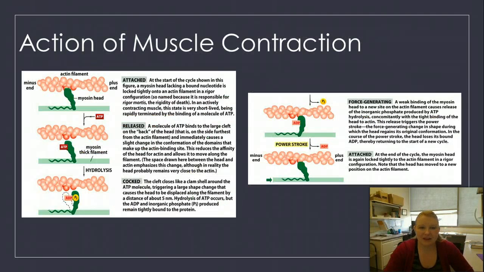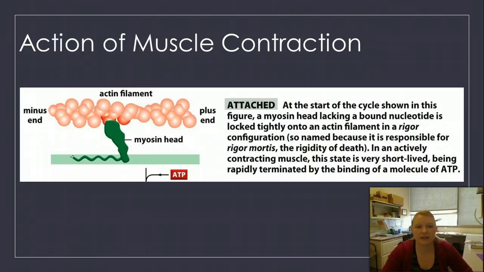So let's look at the action of muscle contraction on a more molecular basis, or a little deeper level. There are five main steps, and we're going to go through each of these steps on the next couple of slides. The first thing is that we start off with the myosin head attached to the actin molecule. It's pretty stiff. This is known as the rigor conformation, because of rigor mortis and how stiff everything is after death. It's an actively contracting muscle.